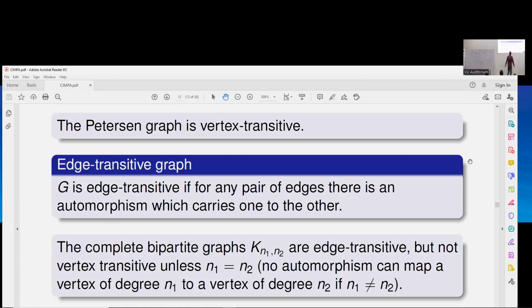A graph is edge-transitive if for any pair of edges there is an automorphism which carries one to the other, and it must work for any two edges in the graph. Therefore, this graph is edge-transitive, but not vertex-transitive, unless n1 equals n2. Why unless? What will be the difference if we have, let's say, K(3,3)? What is going to happen if we have a complete bipartite graph K(3,3)?